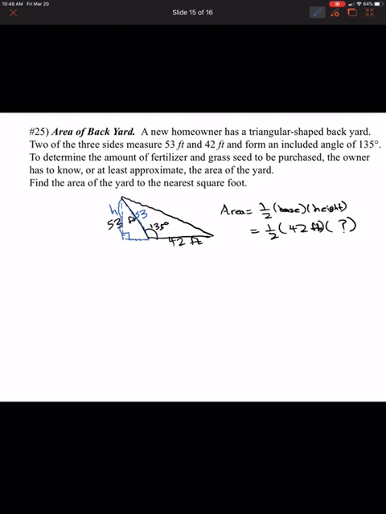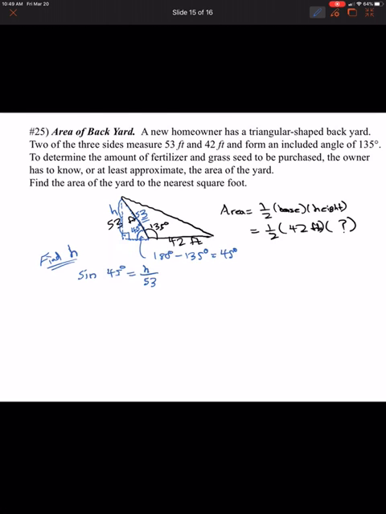So let's go ahead and find that height. In our right triangle, we also know this angle. That angle would be 180 minus 135, so it would be a 45-degree angle. Let's use sine again to calculate height. I'm trying to find h, the height. So sine of 45 degrees is equal to opposite, which is the height we're looking for, over the hypotenuse, which is 53 feet in length. There's the hypotenuse, the side opposite that 90-degree angle.